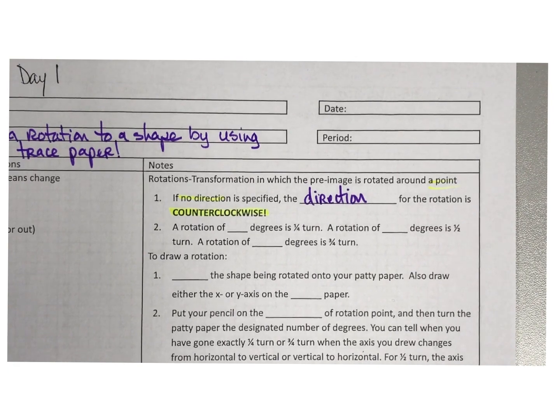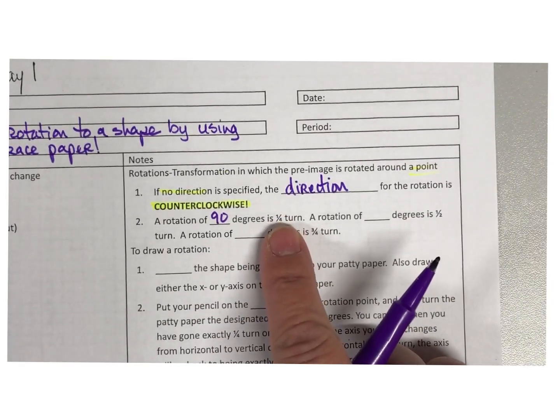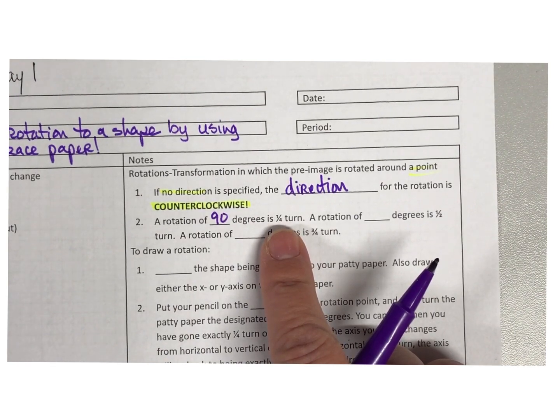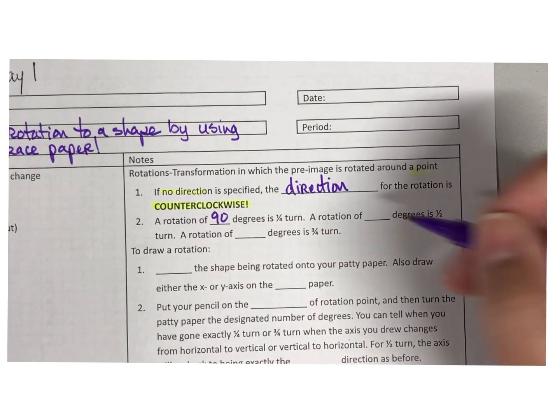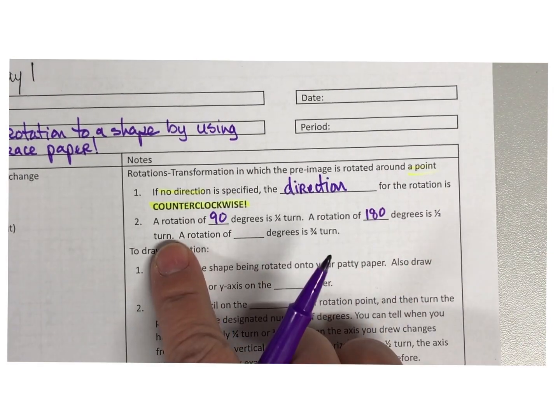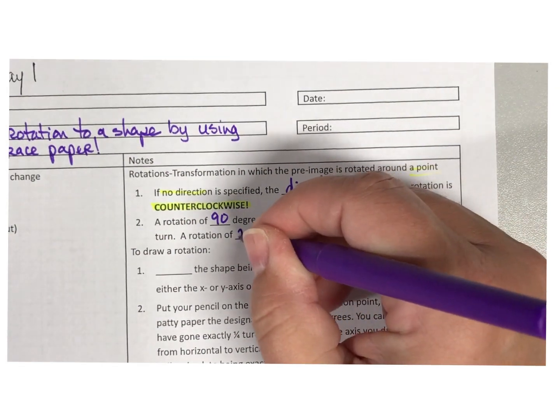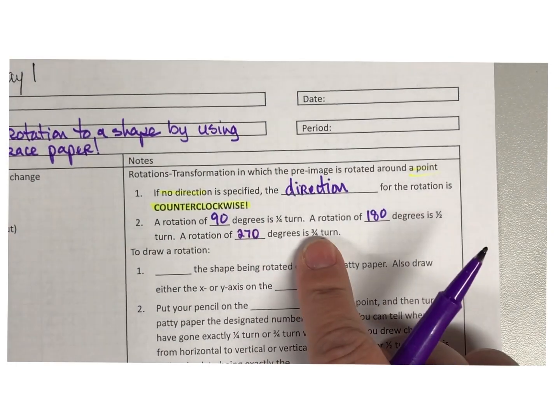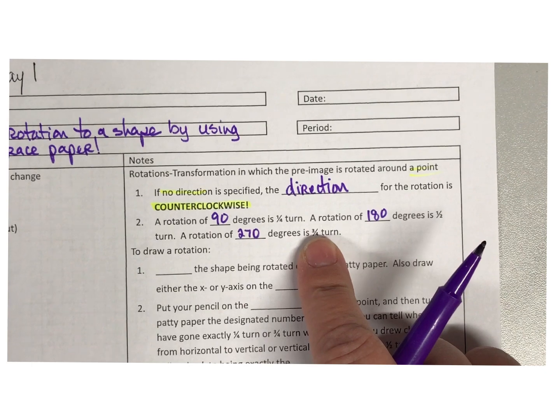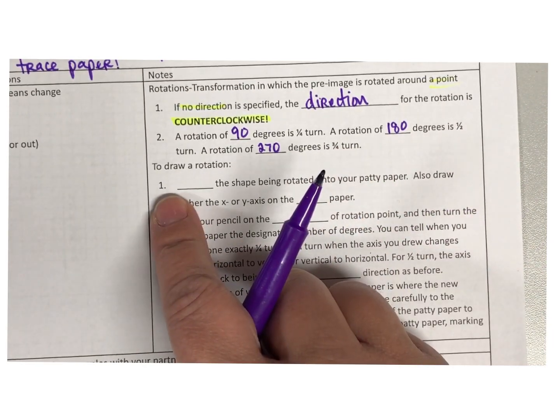A rotation of 90 degrees is considered a fourth of a turn, and I'll show that in a second. A rotation of 180 degrees is a half a turn, and a rotation of 270 degrees is 3/4 of a turn. So again, we'll be going over this a little bit later. So number one, let's go ahead and do it.